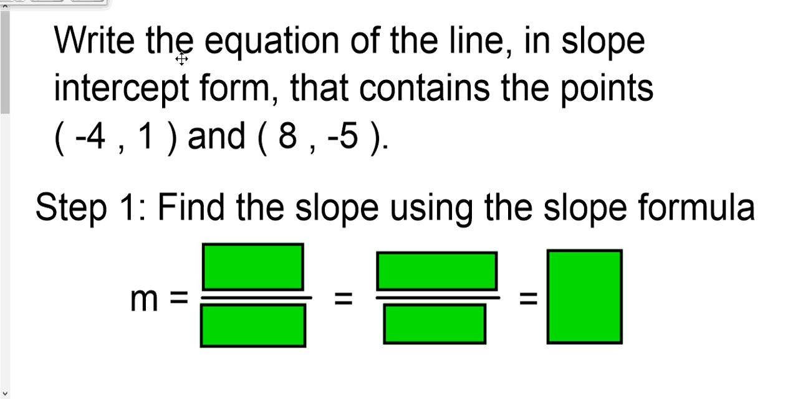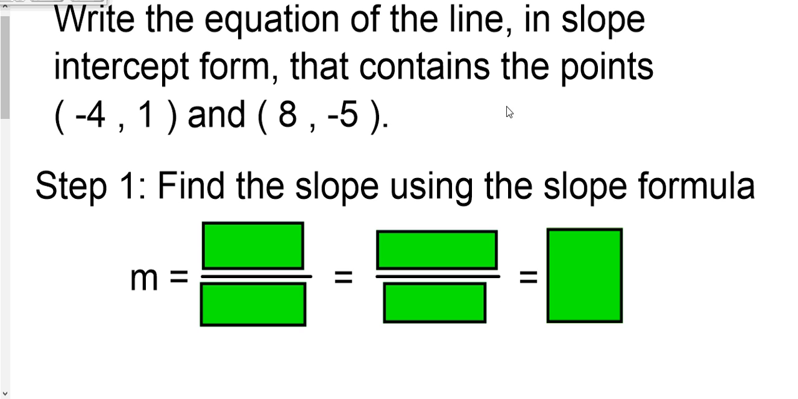Instead of "that passes through the points," it says write an equation of a line in slope-intercept form that contains the points. So if the line contains the points, it's passing through. It's just a different way of writing the question. Don't get confused on that type of wording.